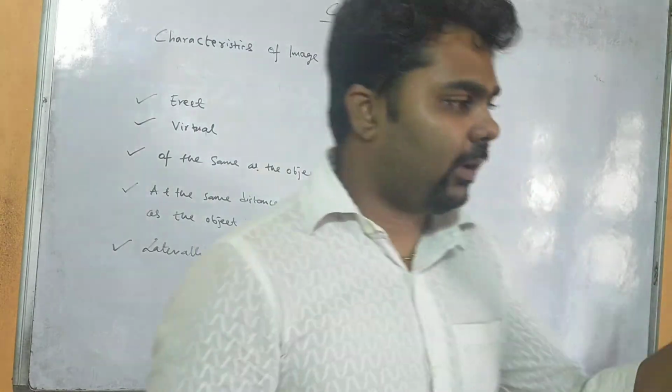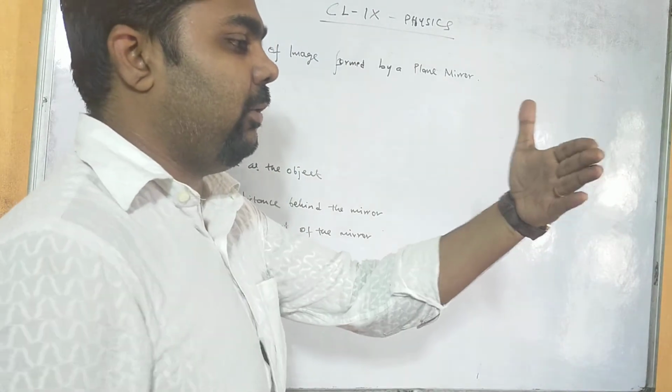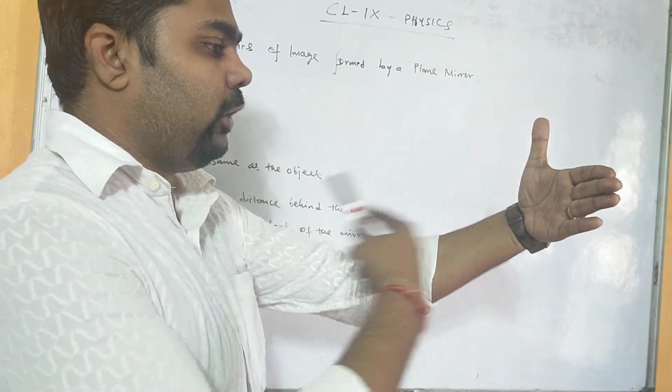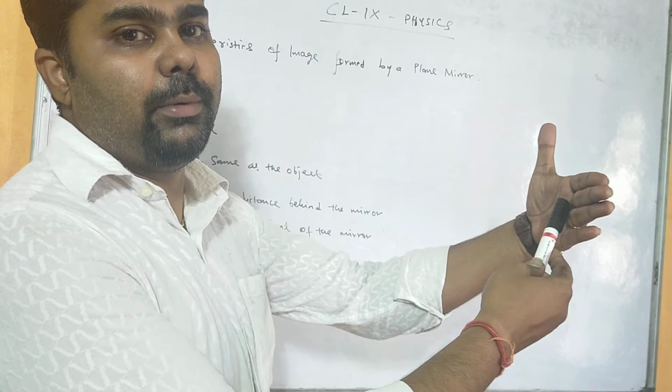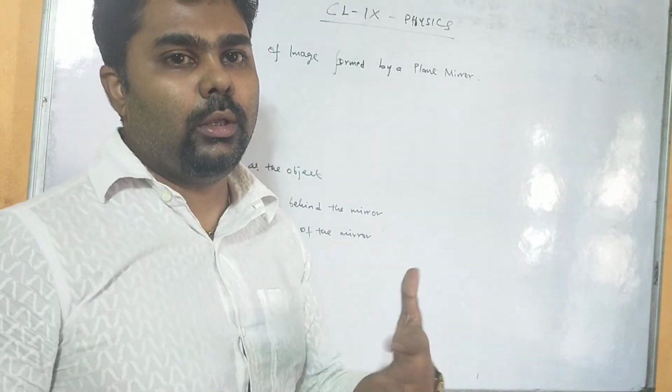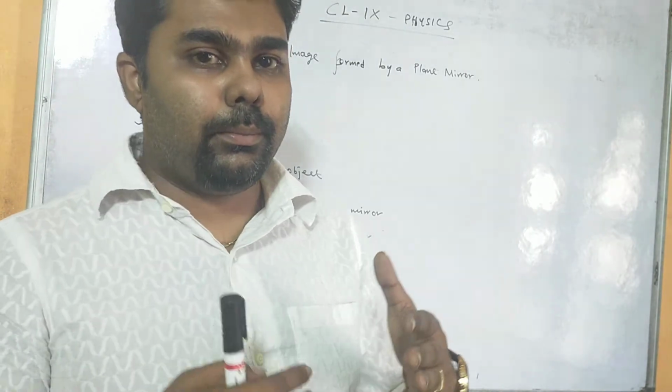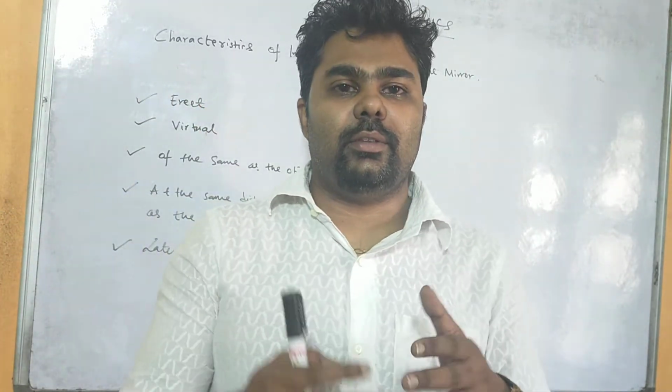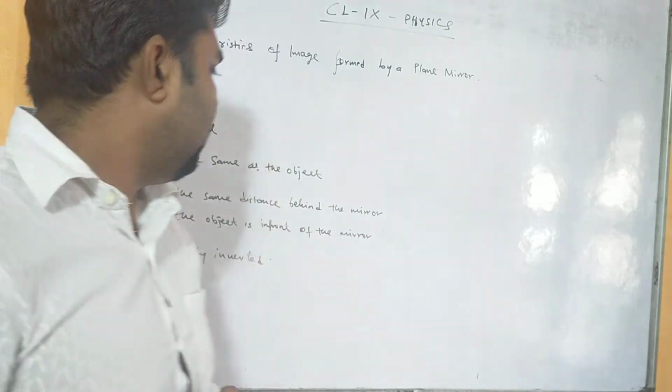For example, if I am standing in front of a plane mirror, and the distance between me and the mirror is 5 meters, my image will also be 5 meters behind the mirror, okay? So the distance between the object and the mirror is the same as the distance between the mirror and the image, right?